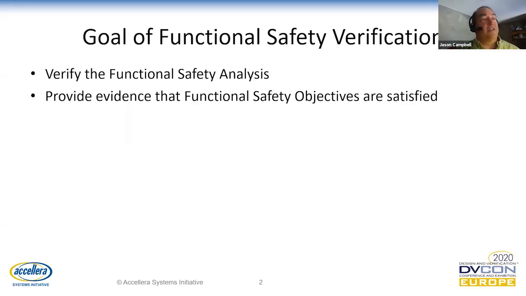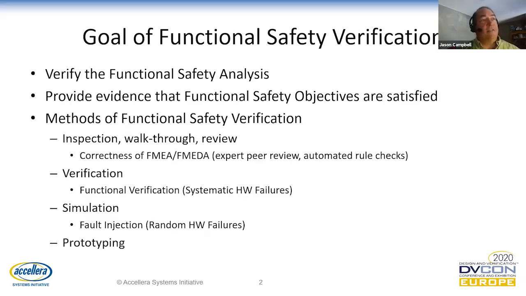And that evidence could come in the form of documents, could come in the form of tool reports, some kind of evidence. And there are many methods of how to do functional safety verification. I've listed a few here, and often you use more than one. Inspection is the primary method. So once you've got your analysis done, typically those analyses in the early days were done with Excel spreadsheets. Now we have tools, and you're going to take a look at those, walk through them. I'll talk just a little bit more in the next slide about inspection.